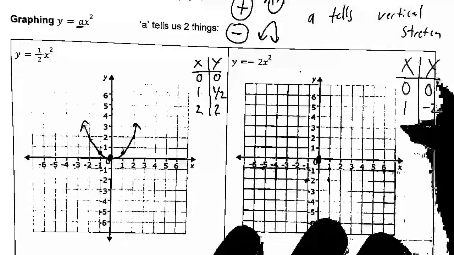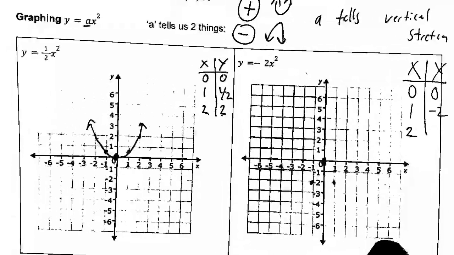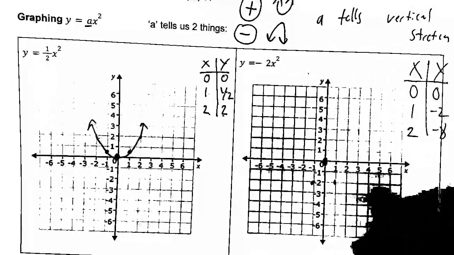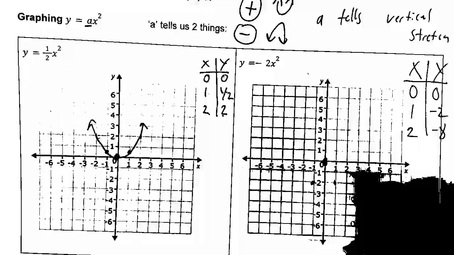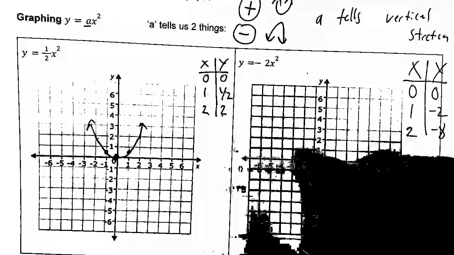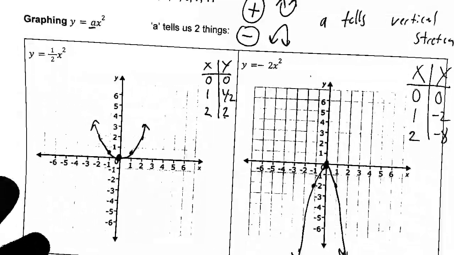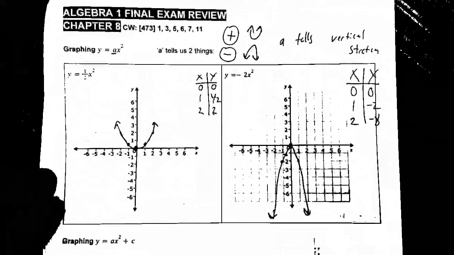Let's do one more. 2. What's 2 squared? 4. What's 4 times -2? -8. So it's actually going off the charts. It's kind of down here. Do we need to do another? It's just good practice. Okay, that's it. Are we feeling good about this so far?